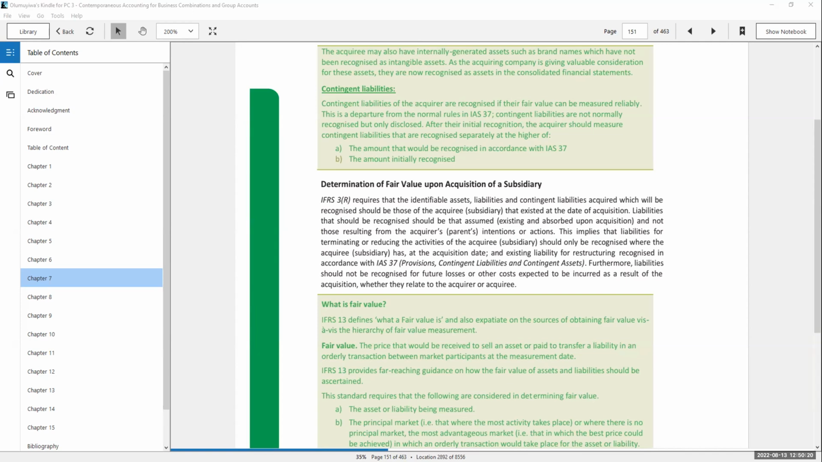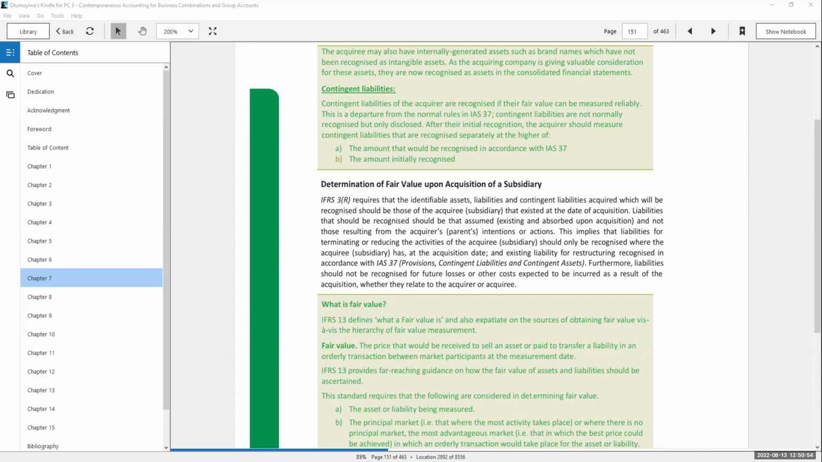IFRS 13 defines what fair value is and also expatiates on the sources of obtaining fair value vis-a-vis the hierarchy of fair value measurements. Fair value is the price that will be received to sell an asset or paid to transfer a liability in an orderly transaction between market participants at the measurement date. IFRS 13 provides guidance on how the fair value of assets and liabilities should be ascertained.